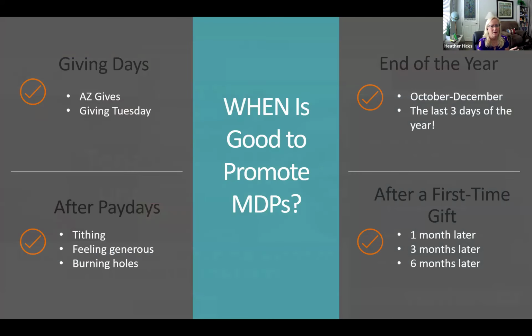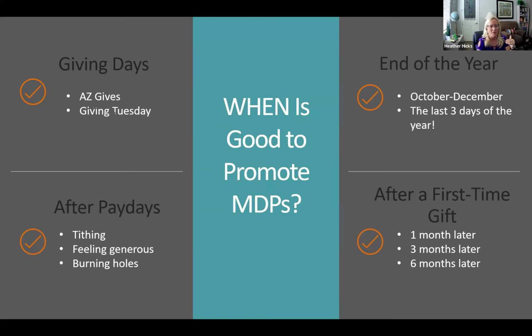Timing does matter. We say, look at these things. There's great timing, just like Facebook posts and airline tickets. If you don't do it on the right days, you don't get the right response. But think about it, during giving days, during Arizona Gives or Giving Tuesday, a great time to do a promo for your monthly donors. End of year, when people are already going to be giving, you can show them that. After paydays, think about the timing per month, when people are feeling generous, they've got money to burn, or even just right after a first-time gift, maybe 1 month later, maybe 3 months later. That's 3 different asks you could go.